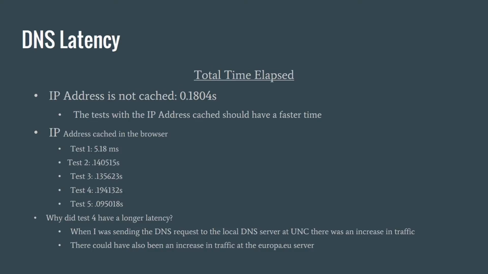Well, there's a few possible reasons why that could have been. It could be when I was sending the DNS requests to the local DNS server here at UNC, there was an increased amount of traffic here on campus with students suddenly just searching random stuff. It could have also been because when the Europa server over in Luxembourg was sending back the request, it had increased traffic. So my request, when it was sending back the data to me, was being queried in its system before it could be sent, and that could explain the increased time.